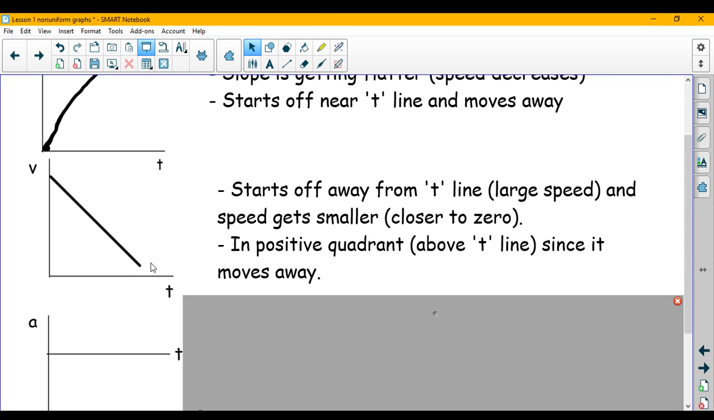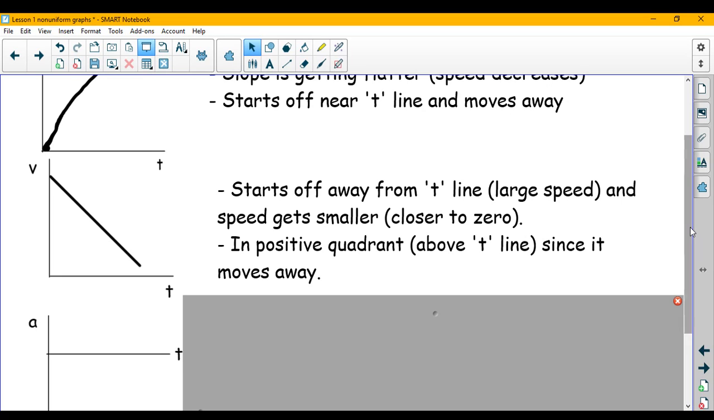It's still in the positive quadrant, right? It's still up here in the positive part above the T because it's moving away. And remember, we said anytime we're moving away, we're going to be above the line. We talked about that yesterday when we talked about uniform motion.